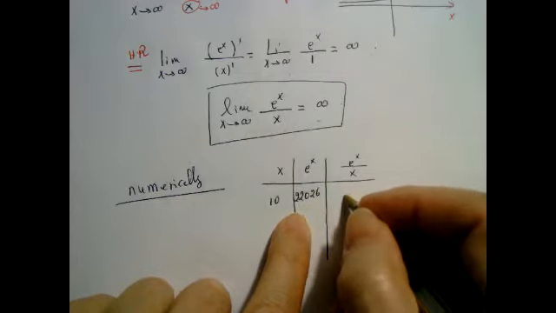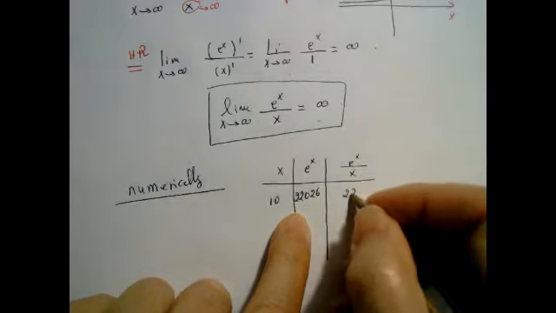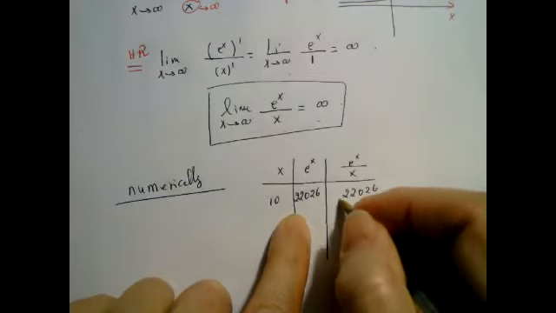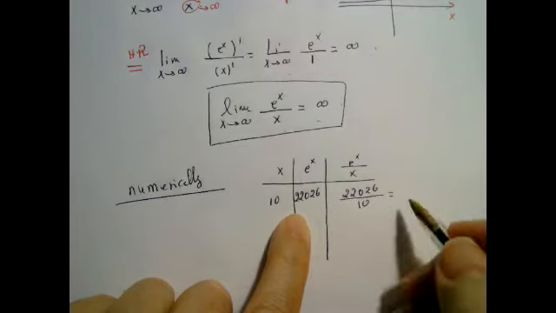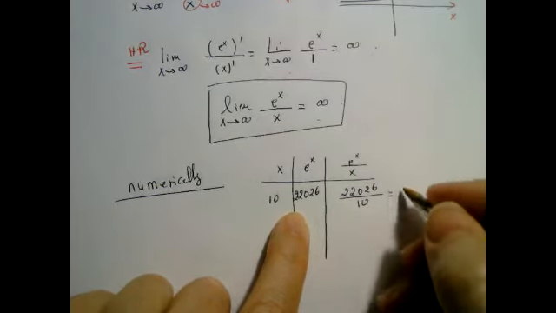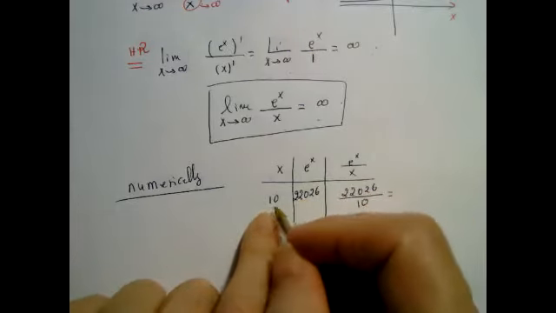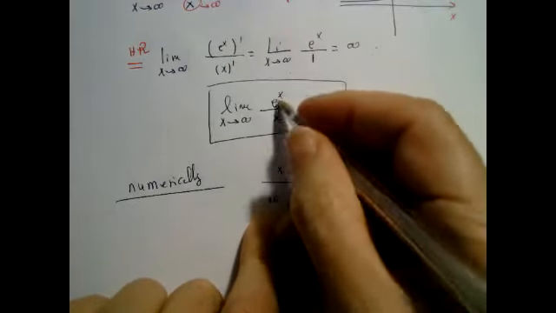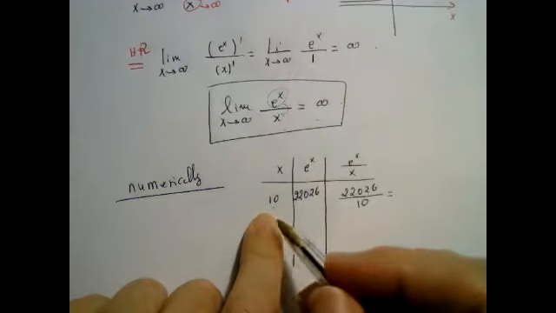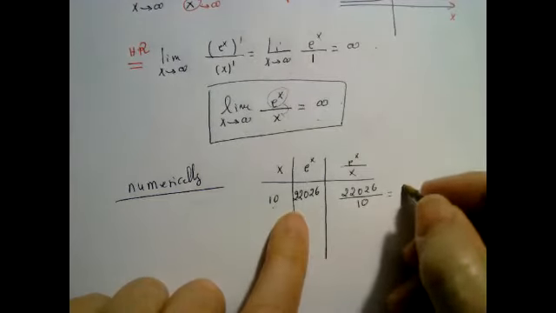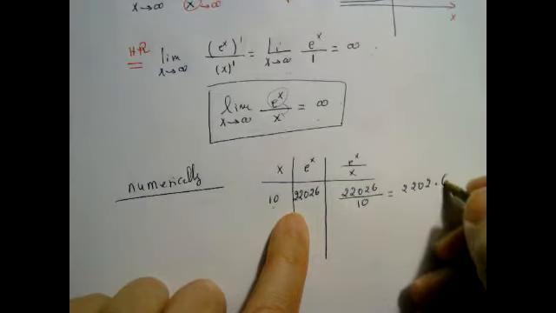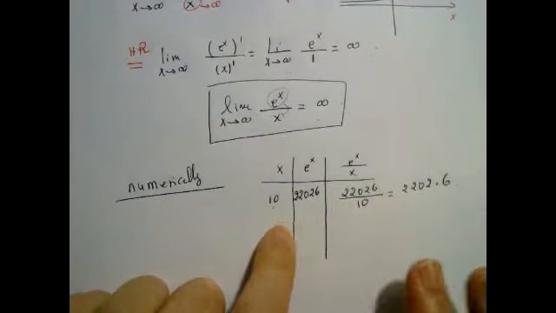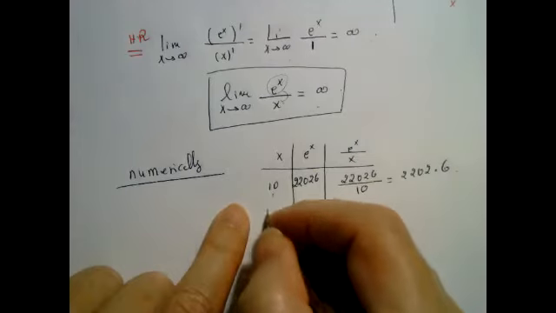So when I take the ratio, what type of number am I going to get? A large or a small? Quickly. Look how much larger e to the x is than x. This is way, way larger, even when x is equal to 10. So this is going to give me 2,602. Now, what if I take x to be 15?